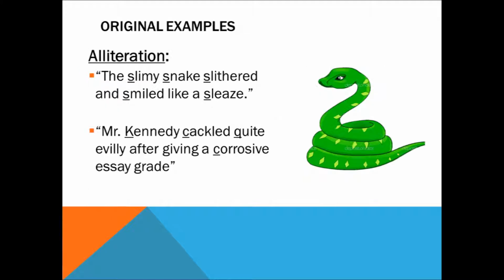Now for some original examples, the couple of examples that came up for alliteration, one of them is, the slimy snake slithered and smiled like a sleaze. Obviously I'm emphasizing the S sound with the snake and the slimy. And then another example would be, Mr. Kennedy cackled quite evilly after giving a corrosive essay grade. And even though the K, the Q, and the C are all different letters, the fact that they sound the same when pronounced this way also makes them alliterative rather than just being different letters. They also categorize as being alliterative.